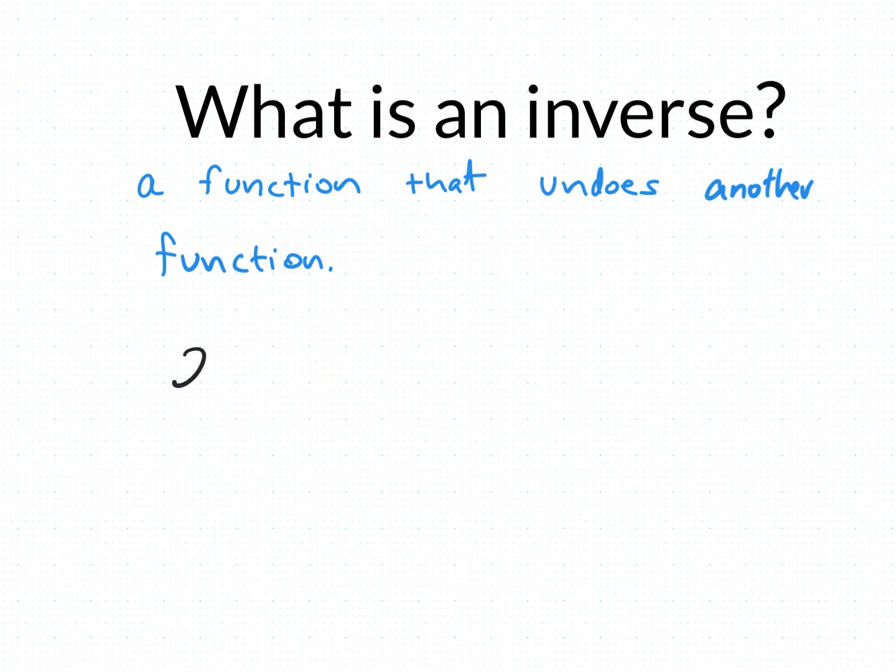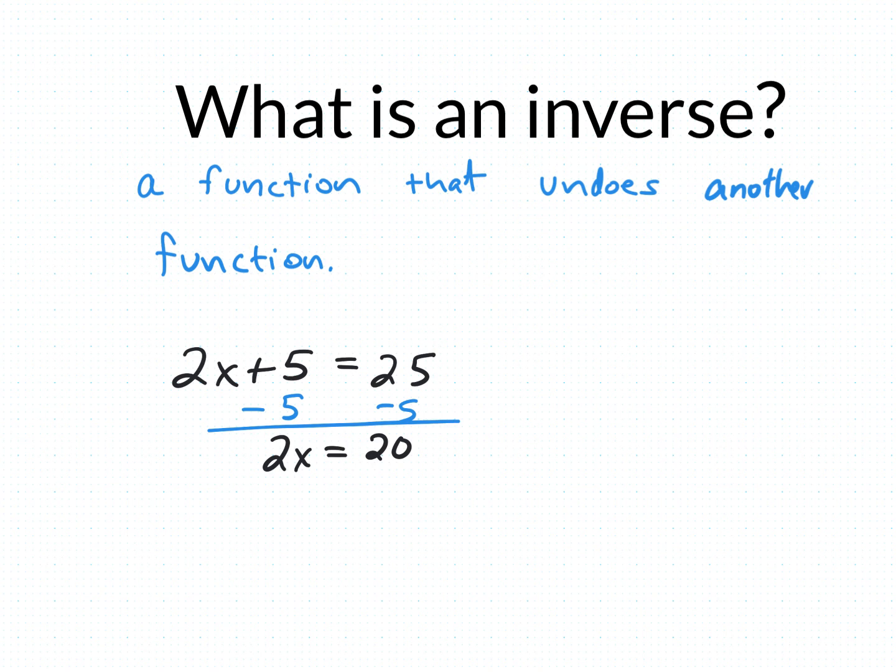If we were to think about, say, 2x plus 5 equals 25, we can use a couple inverse operations to solve, right? We started with some number. We multiplied it by 2 and then added 5, and the result was 25. Well, we're going to undo those operations. The way we would undo adding 5 would be subtracting 5. We'd be left with 2x equals 20. And then we would undo this multiplying by 2 by dividing by 2, right? And we would get an answer of x equals 10, right?